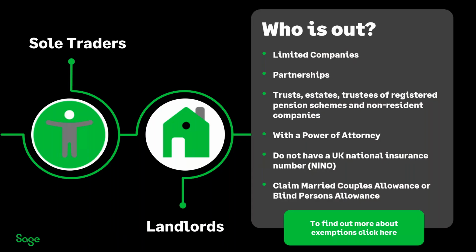So I can see your questions already coming through. Well, what about limited companies? So they're not included in making tax digital for income tax at this point. That also means partnerships aren't included, trusts, estates, trustees of registered pension schemes and non-resident companies. Someone with the power of attorney, do not have a UK national insurance number, or if you claim married couples allowance or blind persons allowance. So again, these are just some of them. What I do recommend as part of your process of signing up, if you need to sign up to MTD, check out that link there on your handout where it says to find out more, click here about exemptions.